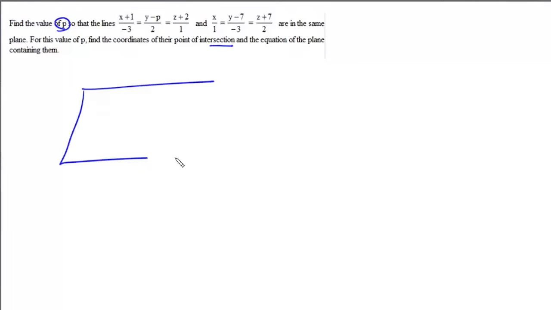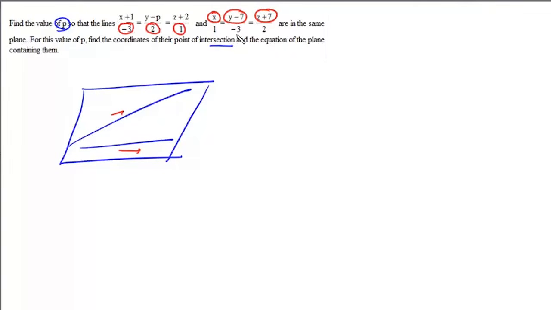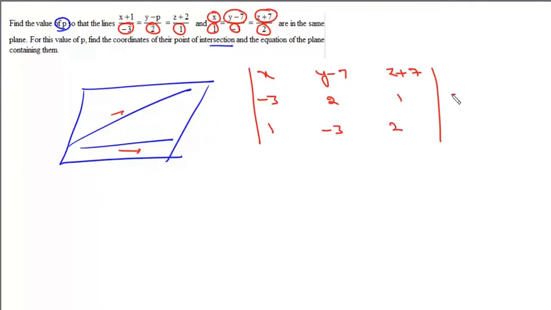So we have this plane which contains these two lines. Now in order to write equation of this plane, we need a point. So we already have a point and we need two parallel vectors. So we have two parallel vectors, (minus 3, 2, 1) and (1, minus 3, 2). So we can write equation of this plane as the determinant with rows (x, y minus 7, z plus 7), (minus 3, 2, 1), and (1, minus 3, 2), equal to 0.